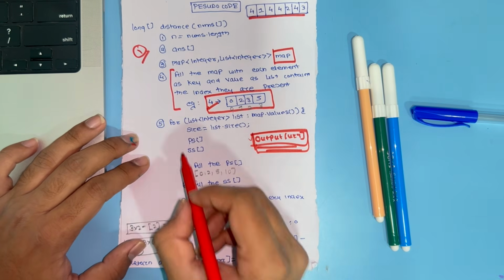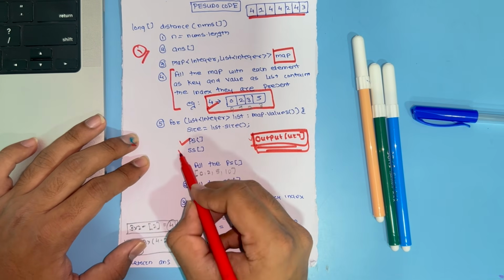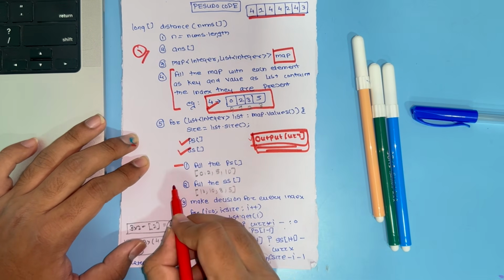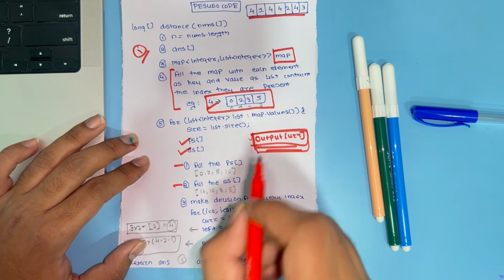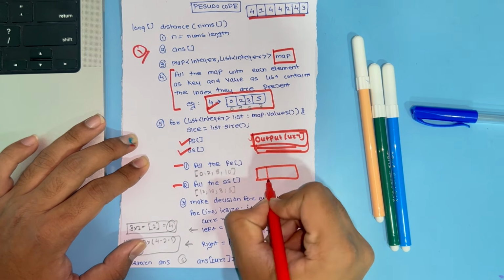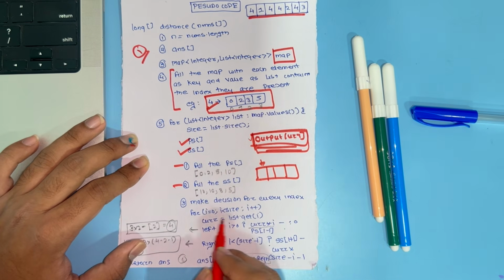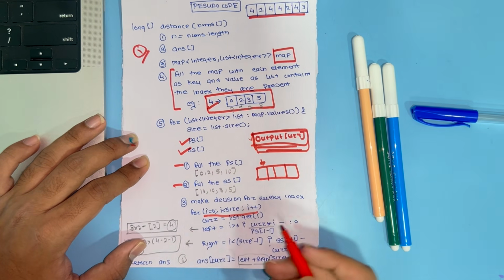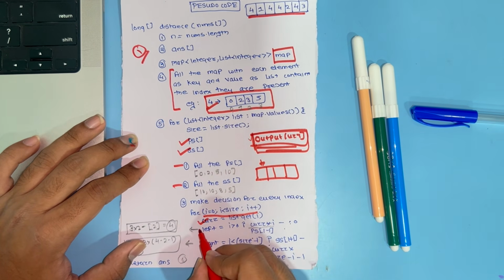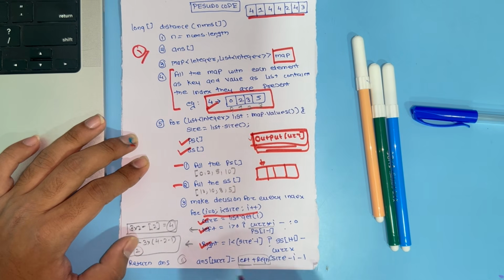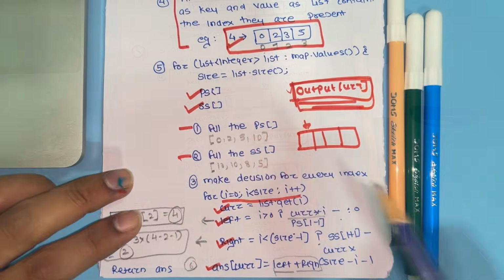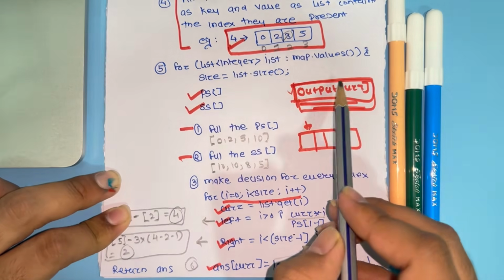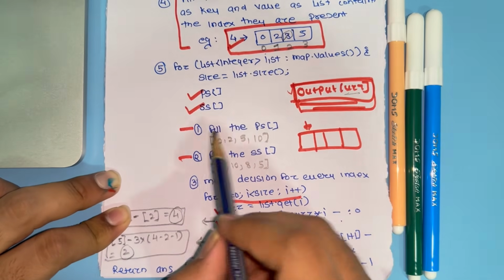So what I'm doing here is, we have just taken a prefix sum and a suffix sum. We are calculating the prefix sum and suffix sum, and then we are making a decision for every index. So in the next step we are iterating over this map, taking the current, calculating the left, calculating the right, and then answer of current equal to left plus right.